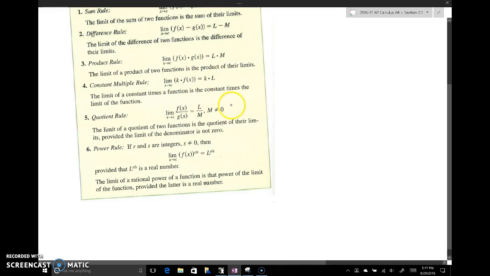And the quotient rule is one that we need to be very careful with, because the property works just like the ones above, except that we can only use this rule if the limit on the bottom does not equal 0. Okay? If the limit on the bottom equals 0, then we have to do something else. Same thing here. We need to make sure that our power function doesn't include a 0 in the exponent.